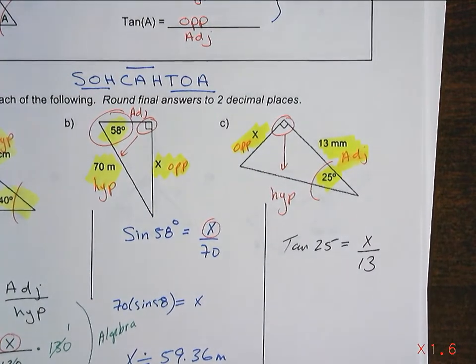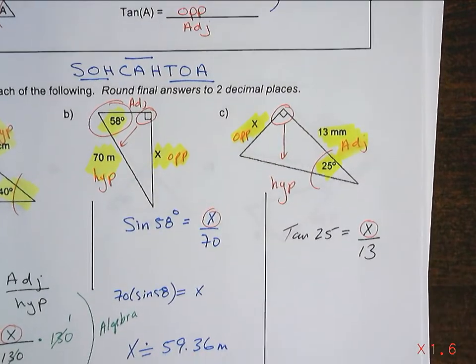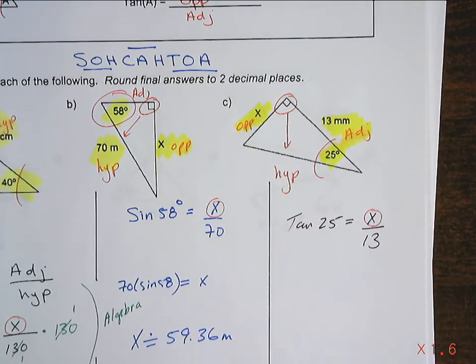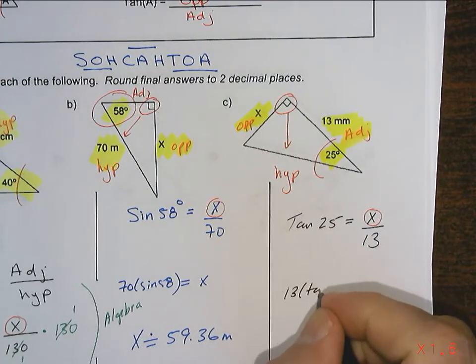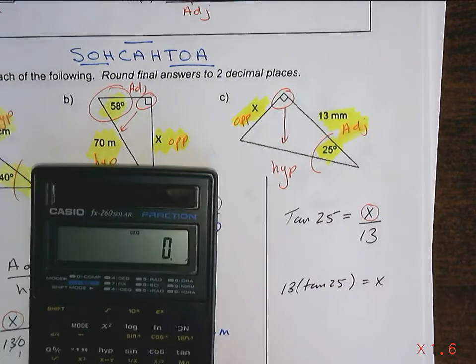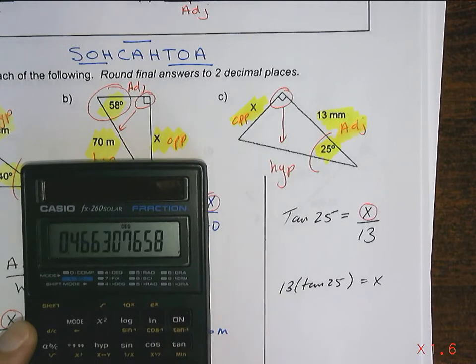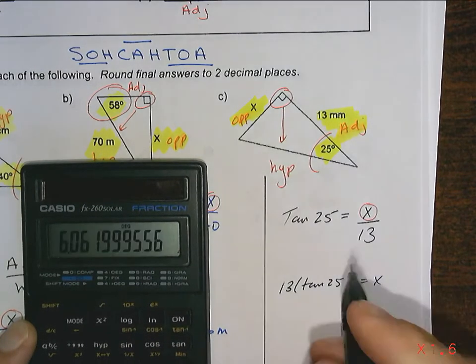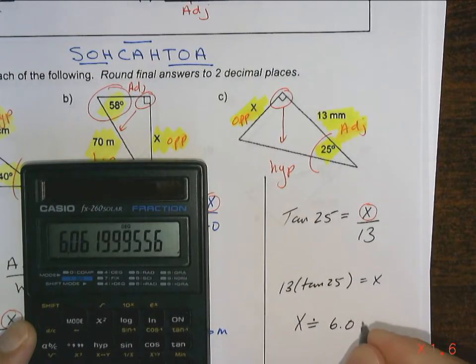So, now what we want to do is isolate that x. So what we're going to do is multiply both sides by 13. Using your calculator, I get an answer of approximately 6.06 millimeters.